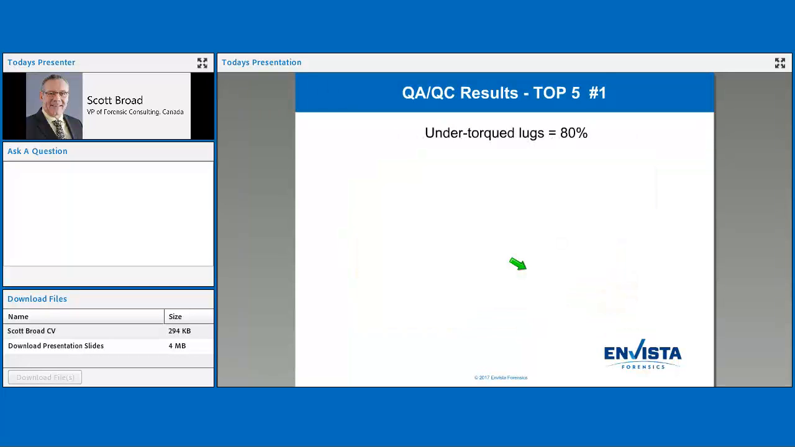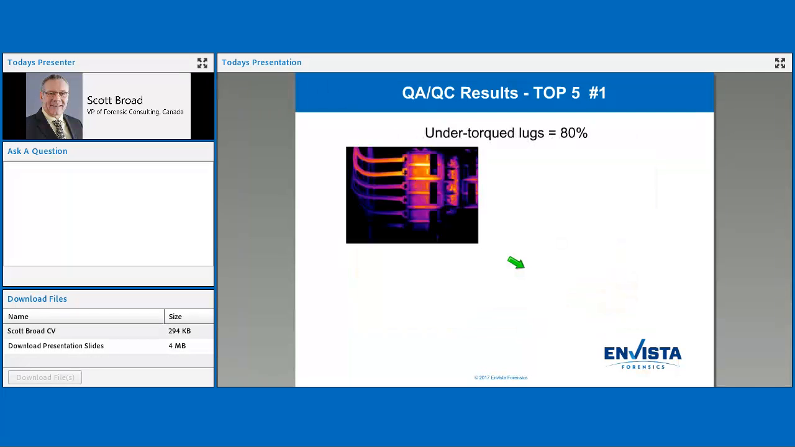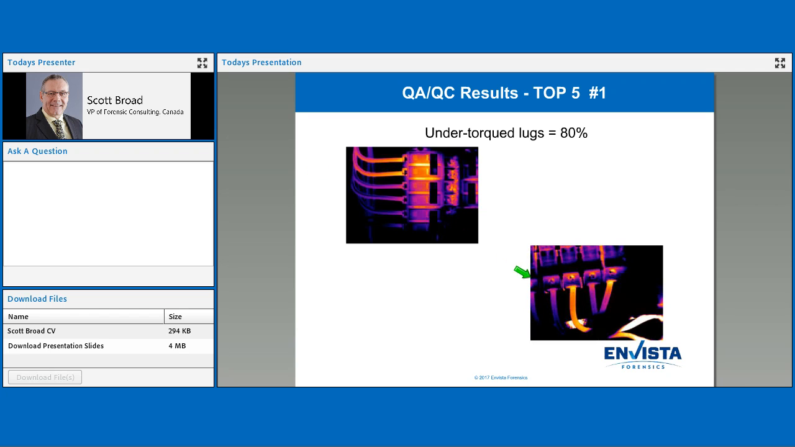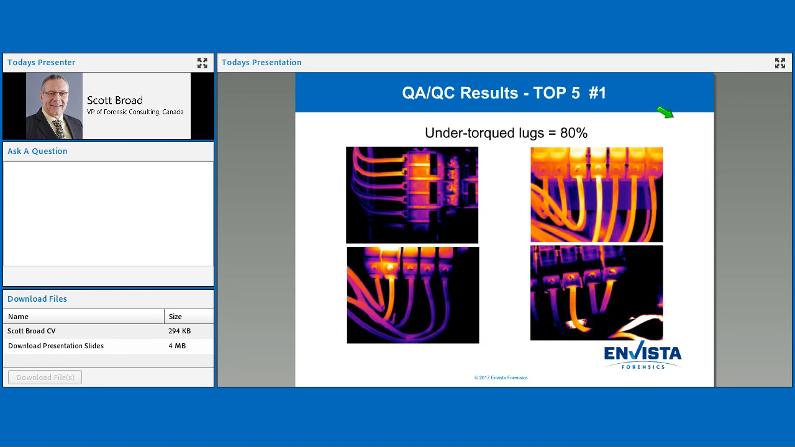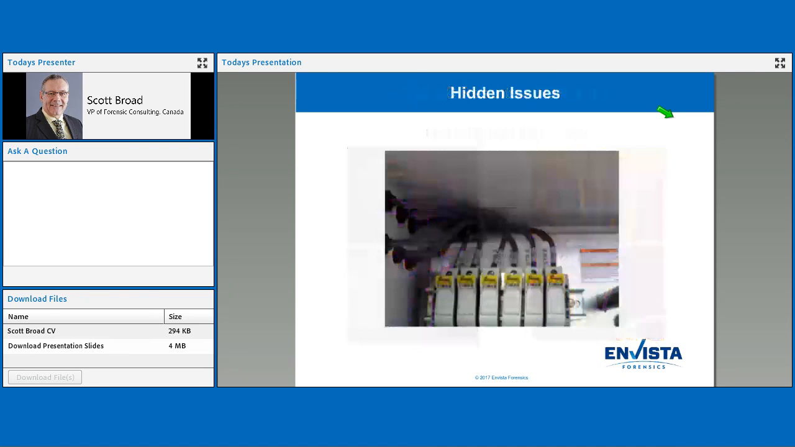And the number one problem that we find is that we have under-torqued lugs. You can see where the wires that go in are actually under-torqued. And because they're loose, we start to get an electrical loose connection. And these are found so many times. It's amazing. The problem is when you do a physical inspection, they look like this.